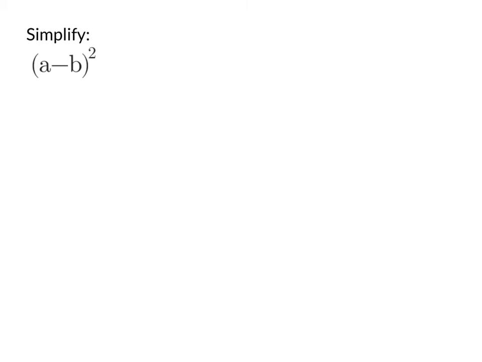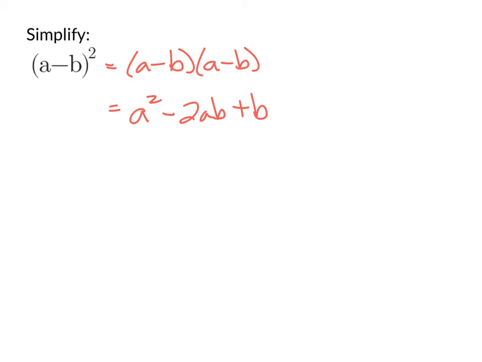When we think about simplifying the quantity a minus b squared, we would think that what we have to do is multiply that out. Taking a minus b times a minus b, and remember foiling and all of that. Real quickly, it should simplify down to a squared minus 2ab plus b squared.